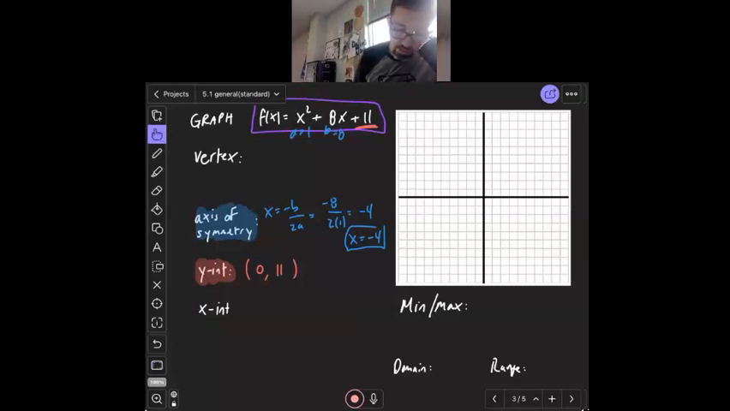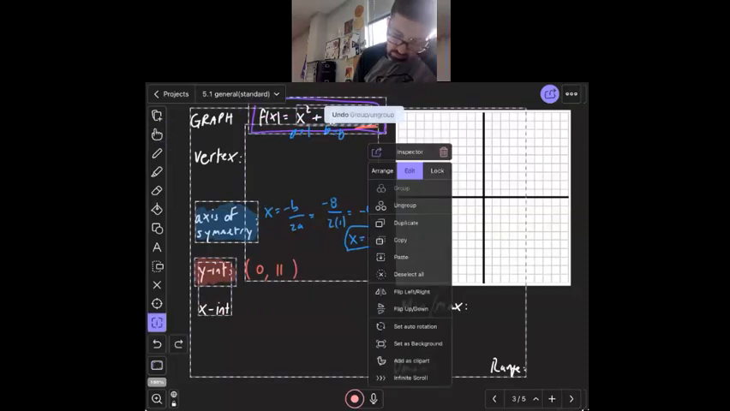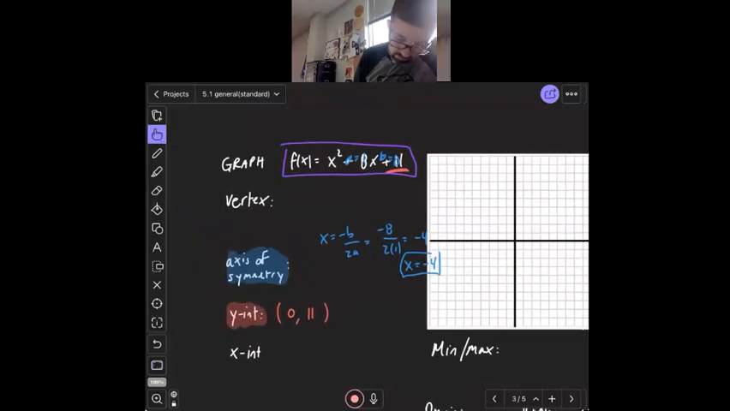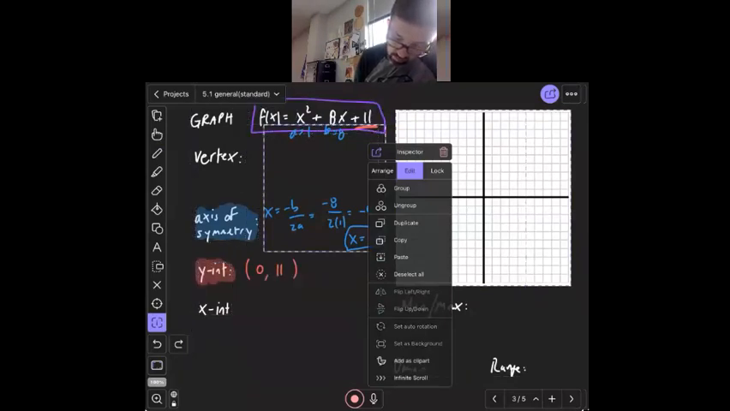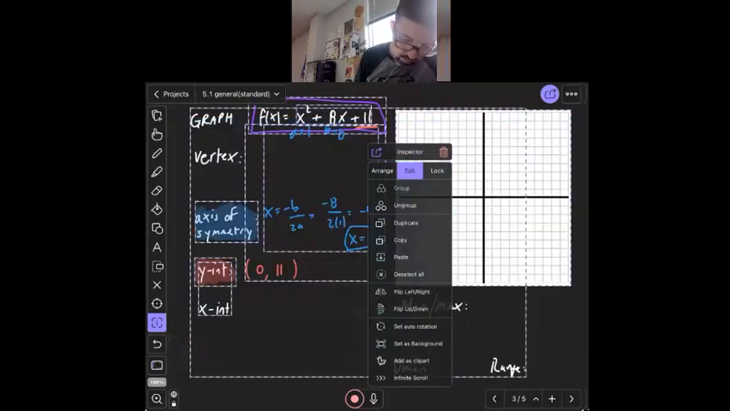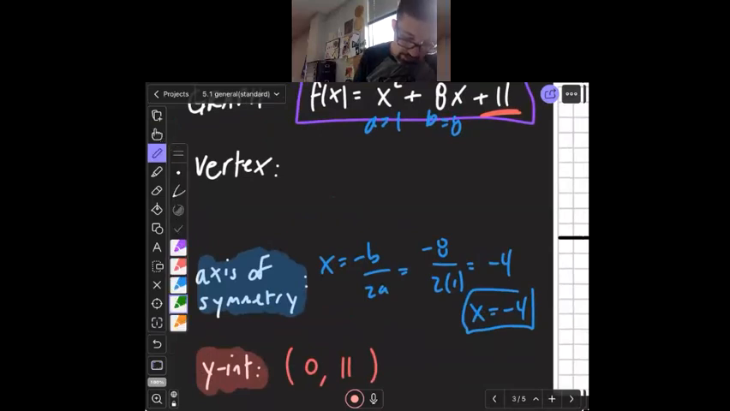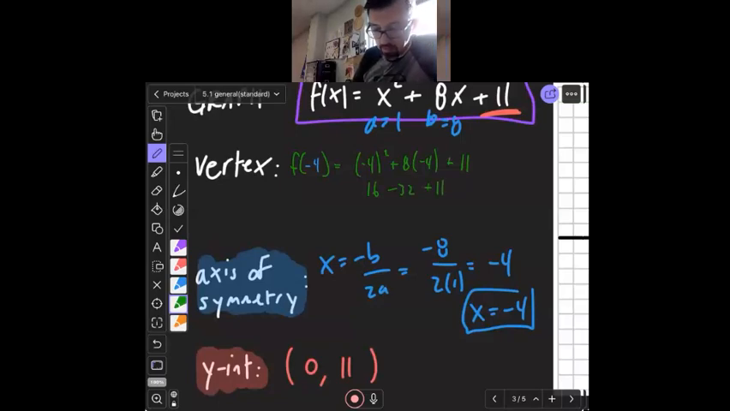So now that we have that, we go back to the function, we plug that in. Oh, Lord, come on. Sorry. So we're going to find f of negative 4. So negative 4 squared plus 8 times negative 4 plus 11. Negative 4 times negative 4 is positive 16, not negative 16. That gives me negative 32 plus 11. 16 minus 32 is negative 16, plus 11 is negative 5. That means our vertex is at negative 4, negative 5.